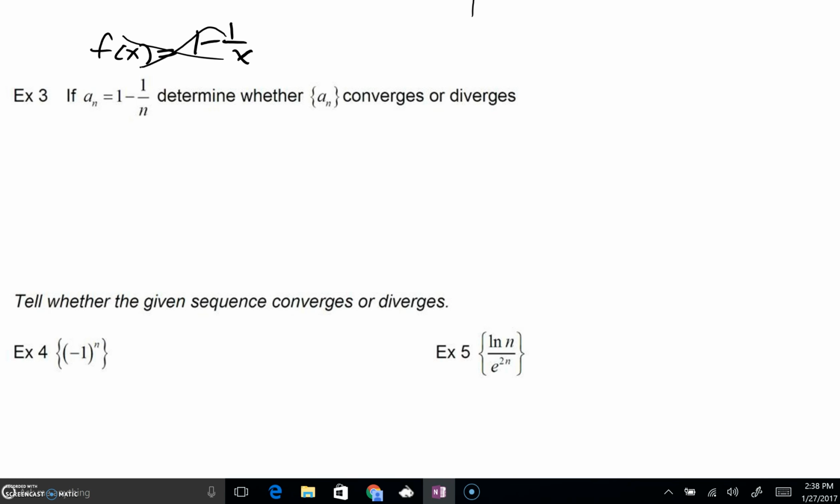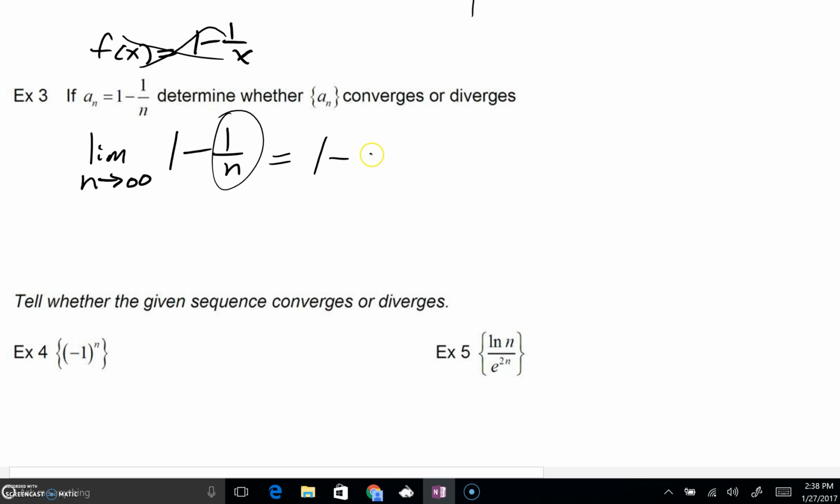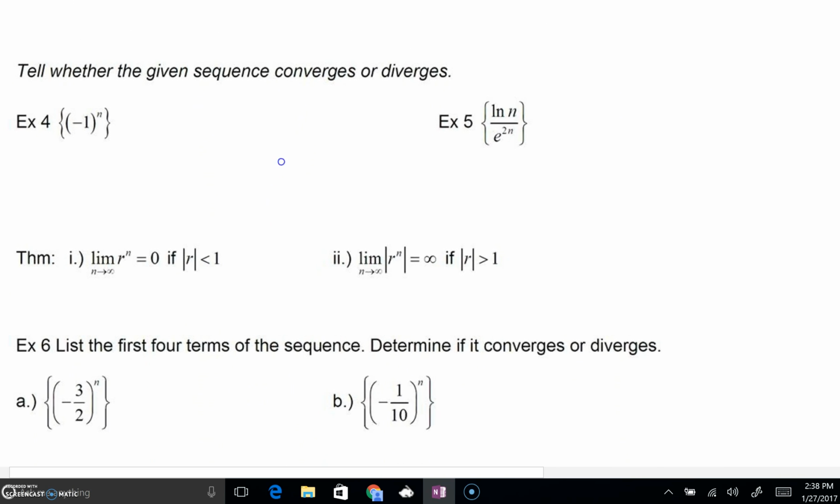They're going to say determine if this sequence right here converges or diverges. What you'll always do answering that question, guys, is essentially you're going to work out this limit. You're going to say as n goes to infinity, what happens to 1 minus 1 over n? Where are we headed? What is this 1 over n going to be going towards? 0. 1 minus 0 is 1. Yes, it converges to 1. Done.